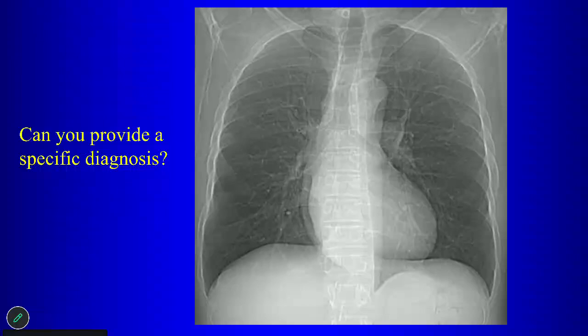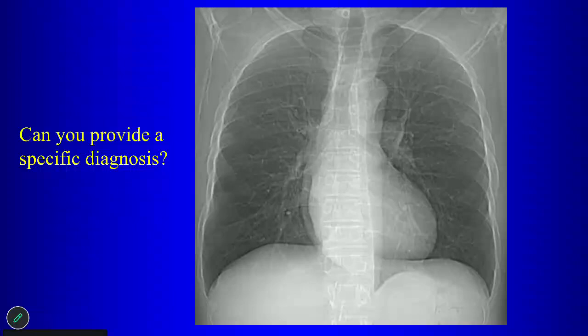Yeah, so the azygoesophageal line here is deviated to the right, and then here's the right atrial border, here's the descending aorta, there's the left paraspinal line, there's deviation of the azygoesophageal line here towards the right. Okay, so can you provide a specific diagnosis then for this patient?